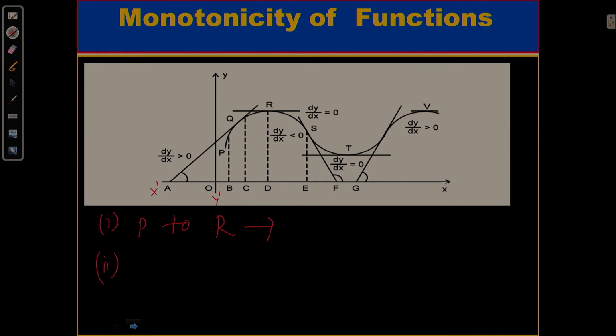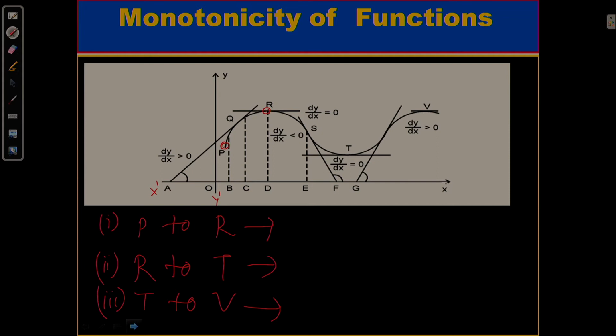You see that from this point to this point, what is the nature of the graph? Again, from R to T, what is the nature of the graph? Again, from T to V, I can show you what is the nature of the behavior of the function from the point T to V. Three situations.